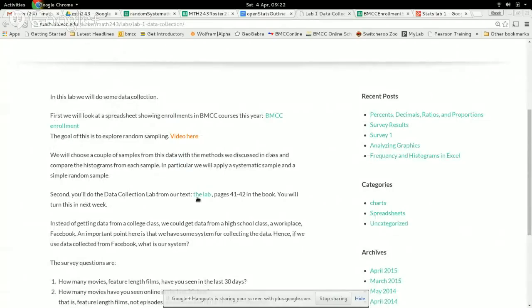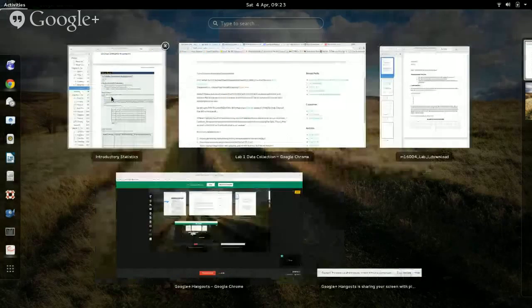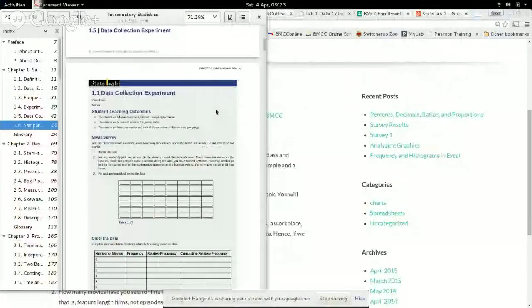What you're going to do is do the activity in the book. It's section 5 or 6 in the book. Here I have a link to the web book. It's on pages 41 and 42 in the real book. What we're going to do is we are going to ask a bunch of students or other people how many movies they've seen in the last month.